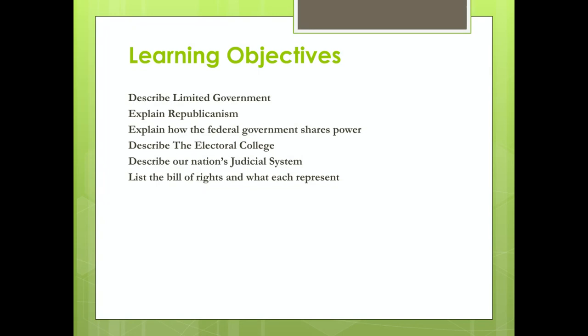Describe the Electoral College, its purpose, and why it was made. You should be able to answer that. Describe our nation's judicial system and who's involved in that judicial system. And then finally, list the Bill of Rights and what each one represents. So that would be the last one. And so those are your learning objectives. If you need to, pause the video and you can write these questions down, or you can come back to them at the end and write them down as well. So let's look at limited government as the first topic.